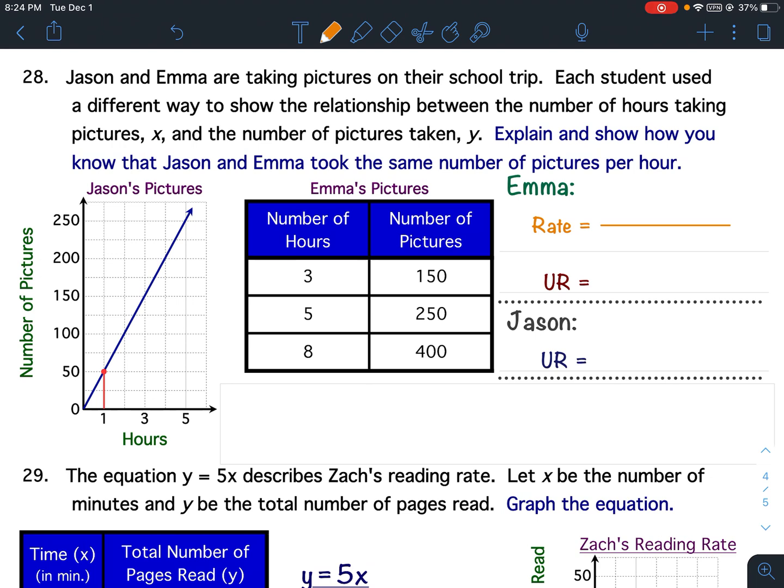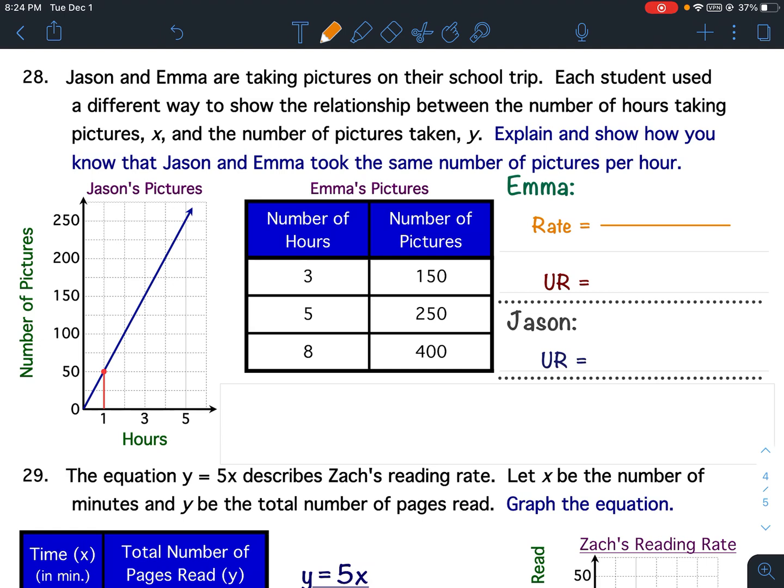There's that word per again. So per means we need to find the unit rate. Now this problem's a little different. It's telling us that Jason and Emma took the same number of pictures per hour. They have the same unit rate. So in the end, our unit rates should be the same because that's what it tells us in the actual problem. So let's start with Emma.